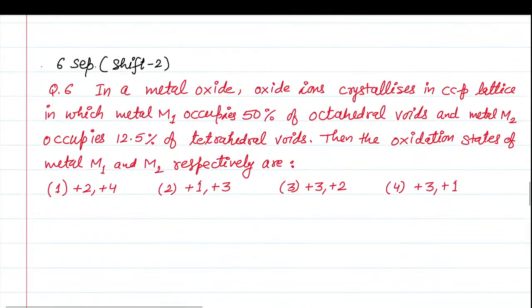Okay, next question came in 6 September 2020. In a metal oxide, oxide ions crystallize in a CCP lattice.